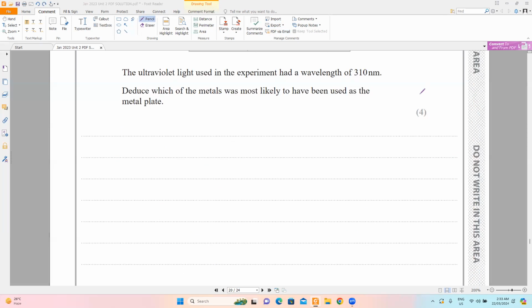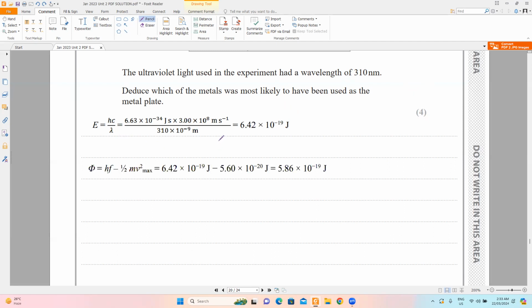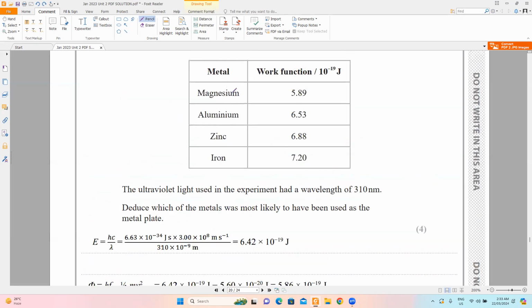So my very first step would be to calculate the photon energy using E equals hc by lambda and then make phi the subject of the equation. And once you see the value, you'll see that this value of phi is closest to magnesium. So the metal must be magnesium.